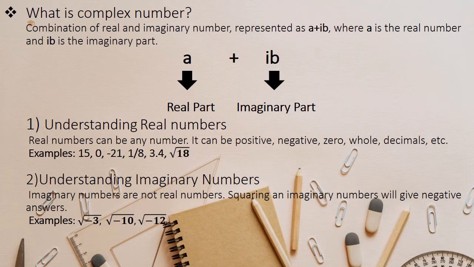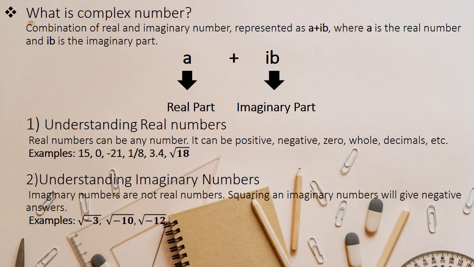Now, what are these things? What are real numbers? What are imaginary numbers? Real numbers, as we are all familiar, are those numbers that can be positive, that can be negative, that can be any values. It can be a decimal, can be a fraction, can be any number. For example, we have 15, 0, minus 21, any number basically, they are just coming under the category of real numbers.